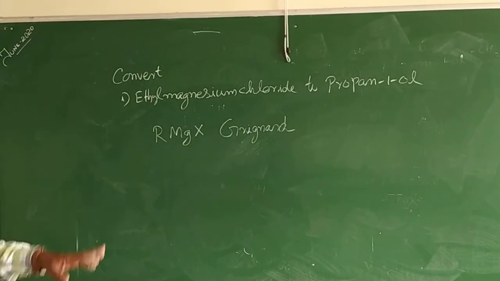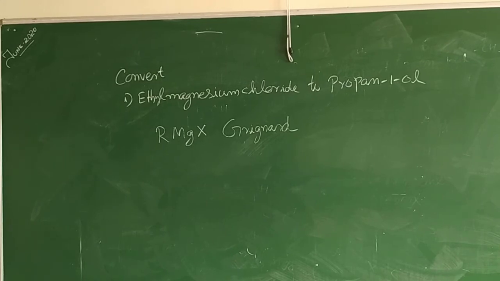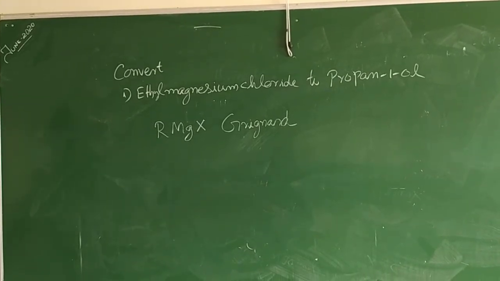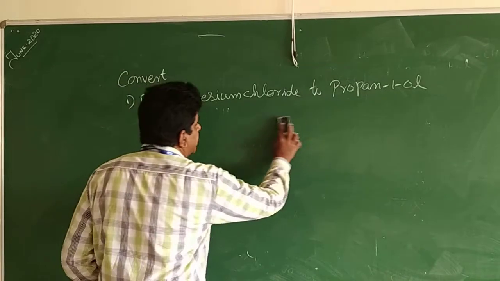So in this question, we want to get a primary alcohol. We'll see how we can make a primary alcohol from a Grignard reagent.